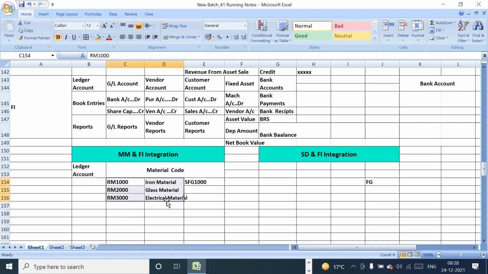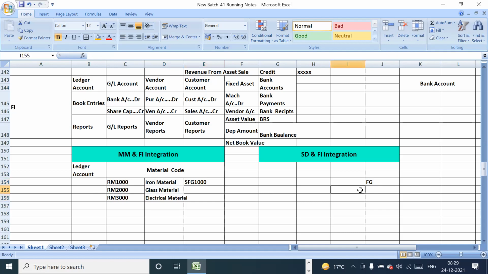Then if they want to see what the stocks are, how much iron stock we have, how much glass we have, whatever electrical item stocks we have, if you want to see the stock reports, it is better to go with a separate ledger code or material code for each. Then we are able to track. Similarly, SFGs are also work in progress, semi-finished goods or work in progress goods.